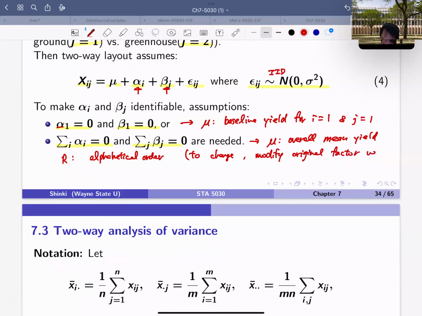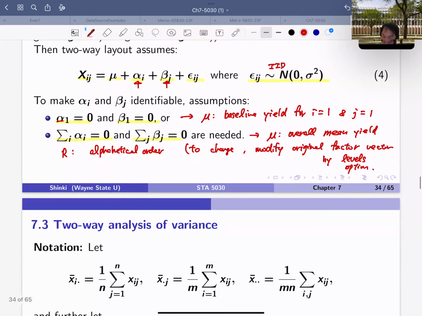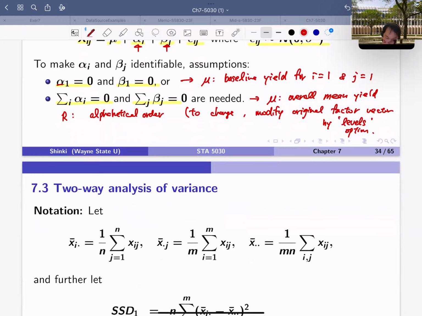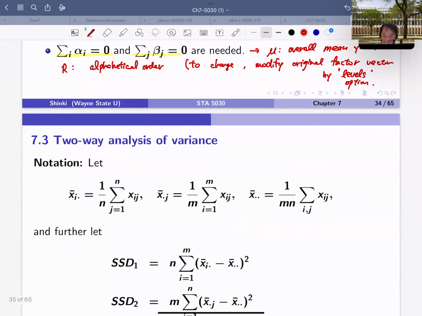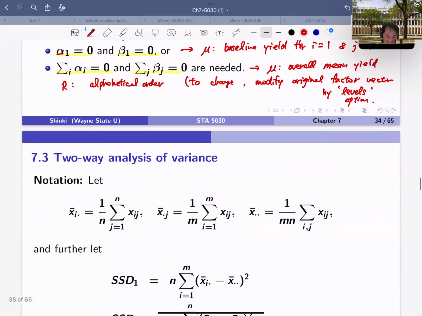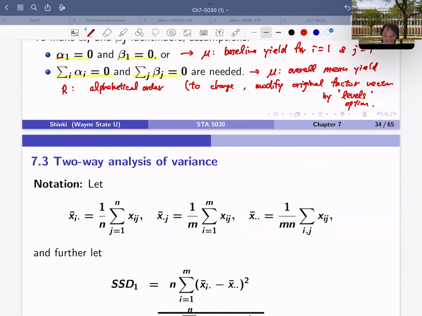Factor vector into different order by option levels. So you can modify the factor vector itself by the levels option. So when you define a vector, you can manipulate the order. And my recommendation is to make the largest group the baseline. Usually that is the easiest to interpret.